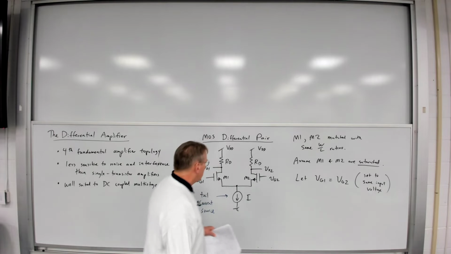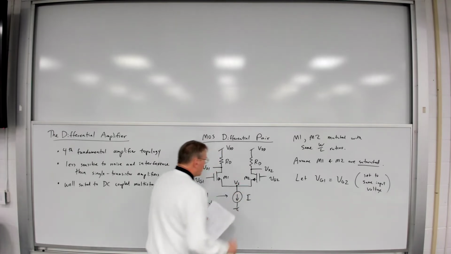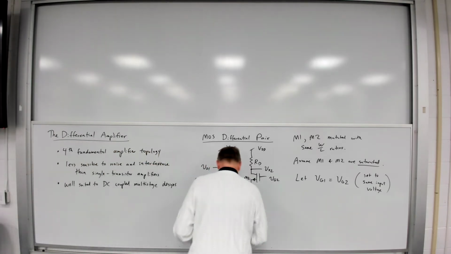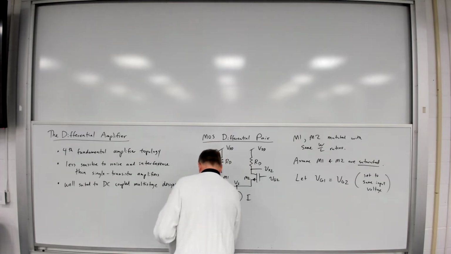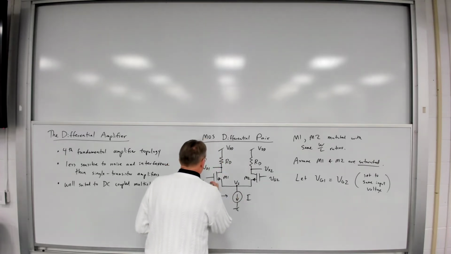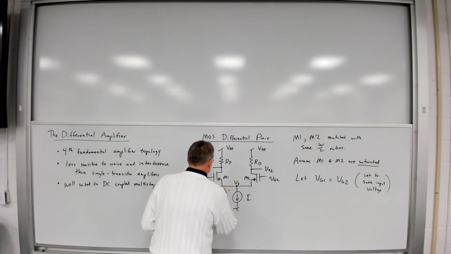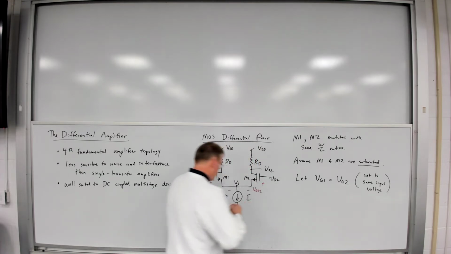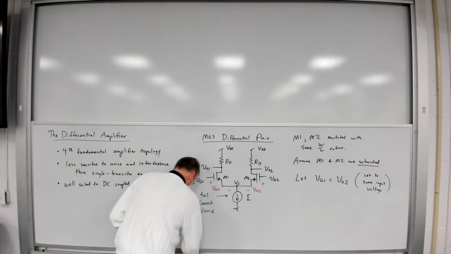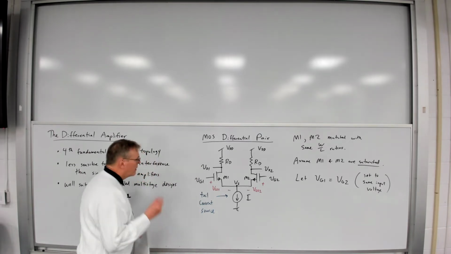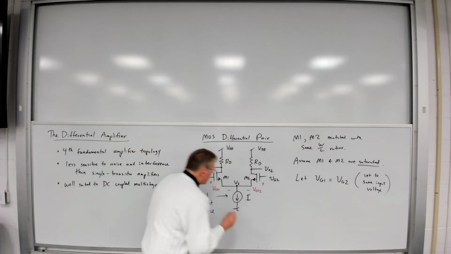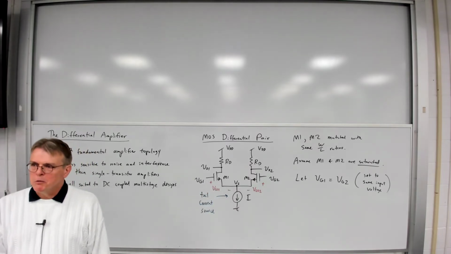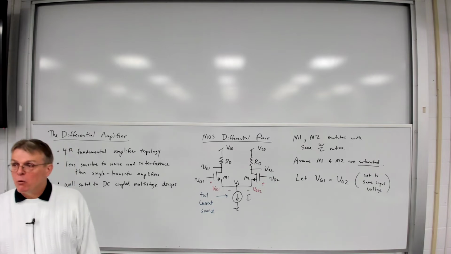Well, if VG1 is equal to VG2, and they share the same source voltage, let me put in VGS1 and VGS2. So if VG1 is equal to VG2, and they have the same source voltage, what must be true? VGS1 must therefore equal VGS2.